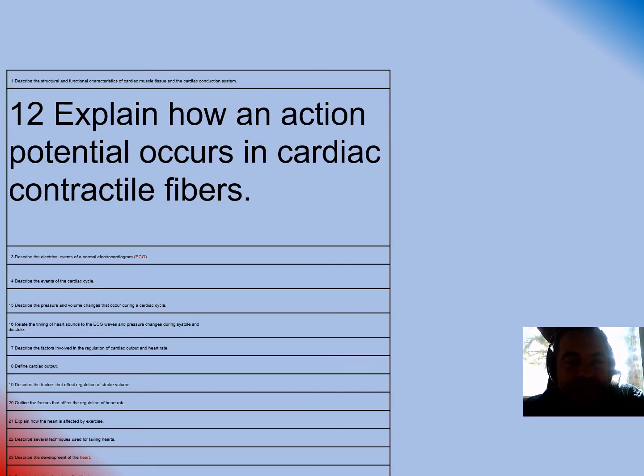Explain how an action potential occurs in cardiac contractile fibers.